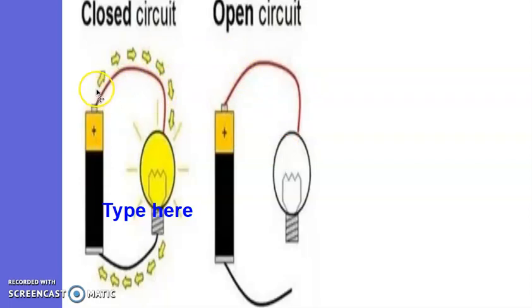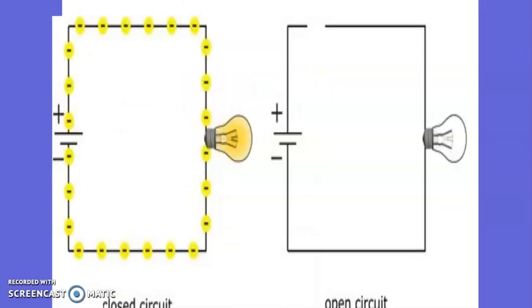As you can see that in a closed circuit, there is no break and the flow of electrical charges here is continuous. And here we have an open circuit. See, there is a break in here. As you can see, of course, the flow of electricity here is not continuous or it is broken. That is what we call closed and open circuit.